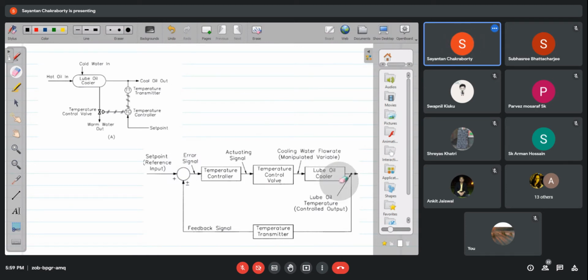Okay. Now there's a catch. It may seem from this diagram that this temperature control system is very easy. You merely have to measure the temperature of the lubricating oil using a temperature transmitter. Then the temperature transmitter will give you the signal that you compare with the set point, and accordingly you open or close a valve. Right? It seems very easy, very elemental or trivial. The ideology is very simple.